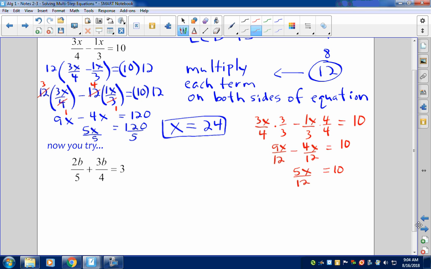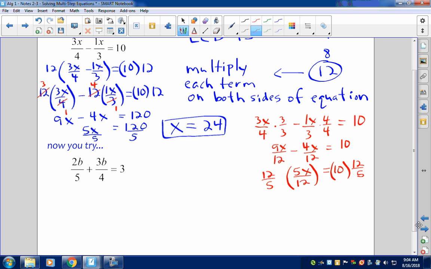What do we do to each side to get rid of that fraction of 5 over 12? Cross cancel. We cross cancel by multiplying by what? It's a special name. It's a reciprocal. So I would take this and this and multiply it by the reciprocal of the 5/12, which is 12 over 5.